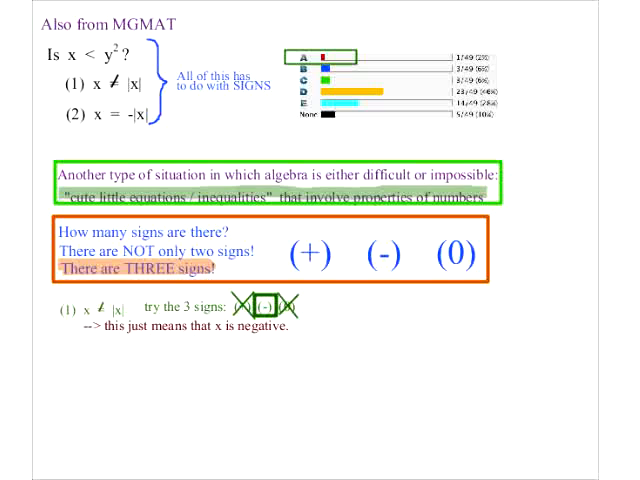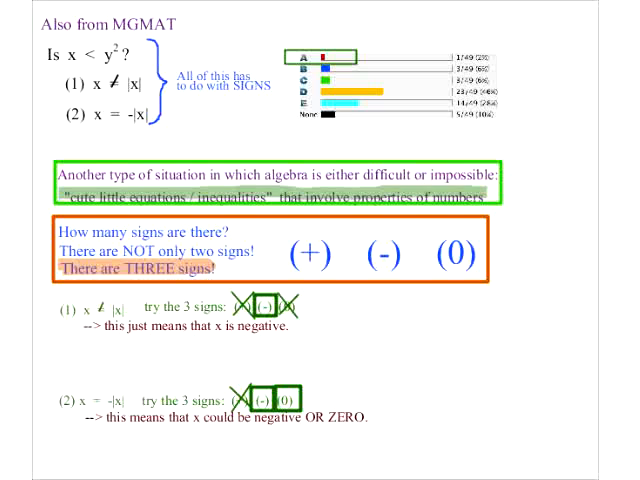Statement 2 says x is equal to the opposite of its own absolute value. All right, let's try the three signs again. The difference this time, positive still won't work. If you try to plug in 1/2 or 3 or 10 or some other positive number, then the left-hand side will be positive, right-hand side will be negative. It won't work. The difference this time, though, negatives still work, but if you plug in 0, 0 also works. If you plug in 0, then negative 0 is still 0. 0 equals 0, that's a true statement. It works. So this means that x could be negative or 0. And that turns out to make all the difference in the world on this problem.